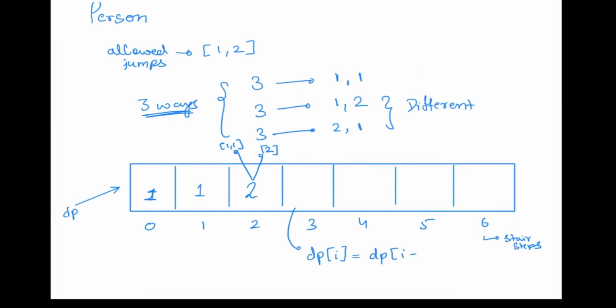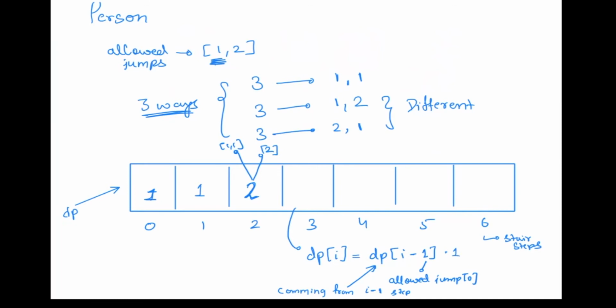So dp[i] is dp[i minus 1]. And why am I writing 1 here? Because 1 is nothing but allowed jumps 0, so allowed jump 0 is 1, and we are taking 1 jump to reach the third step. Since we are taking 1 jump to reach the third step, where are we coming from? 3 minus 1, that is the second step. As I said, we are coming from the i minus 1 step, where 1 is the jump we are taking to reach the ith step.